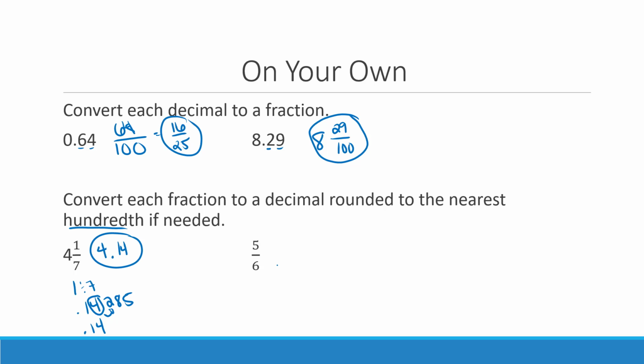4.14. 5, 6, if I do 5 divided by 6 in my calculator, I'm going to get 0.8333 going on forever. Now my hundredths place would be this 3 here. There's a 3 behind it, which means that 3 is going to stay the same. So 0.83 would be my rounded decimal.